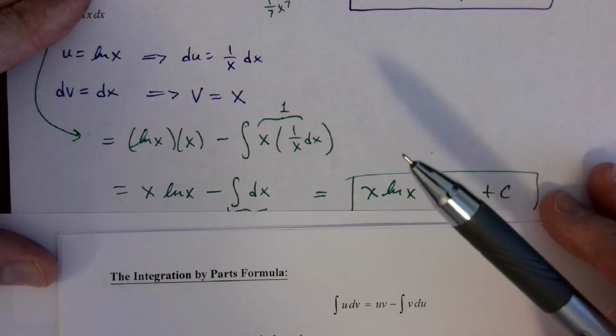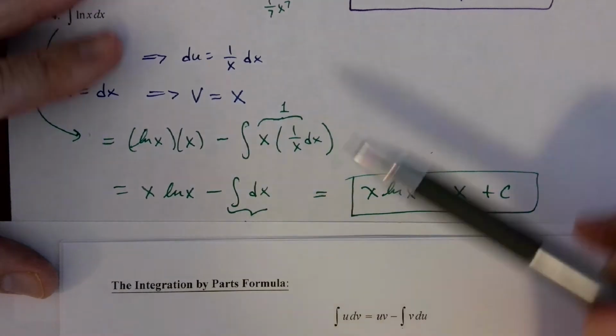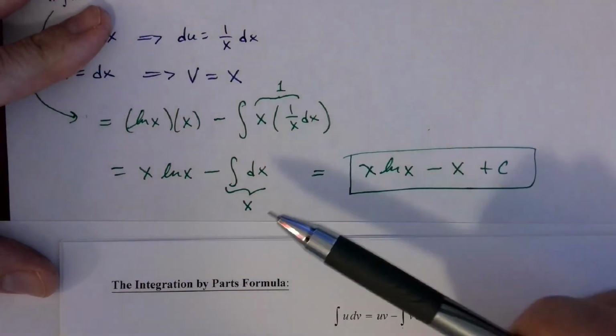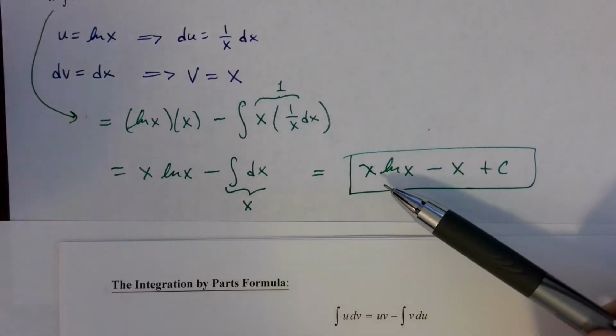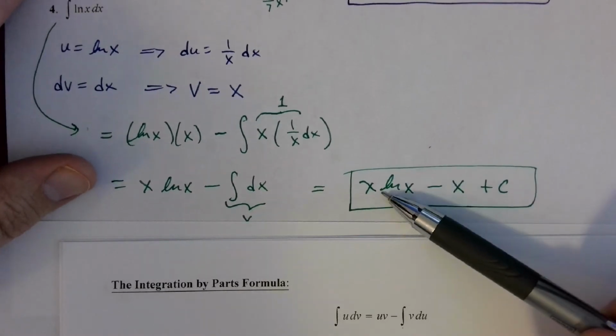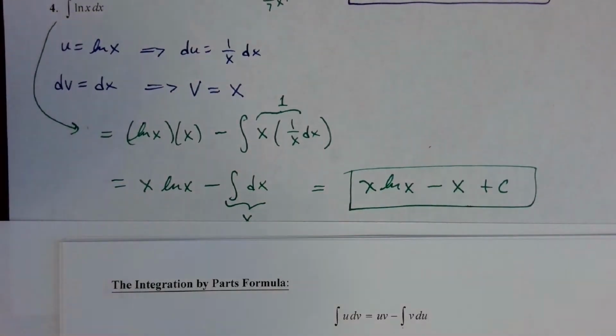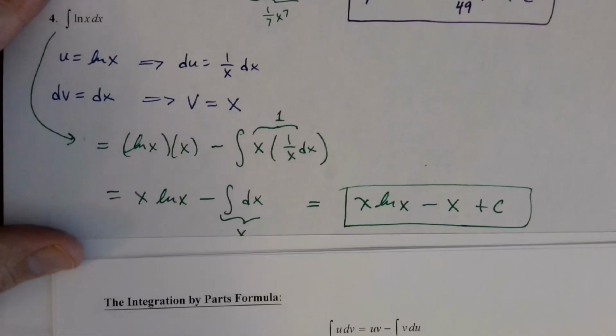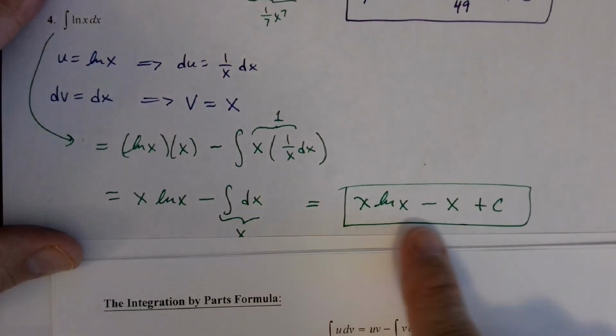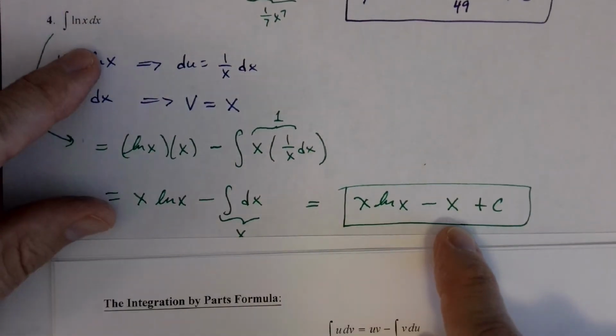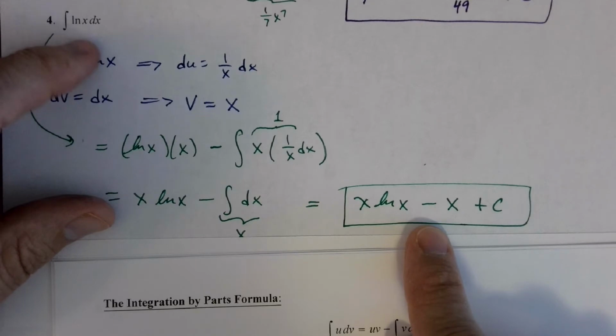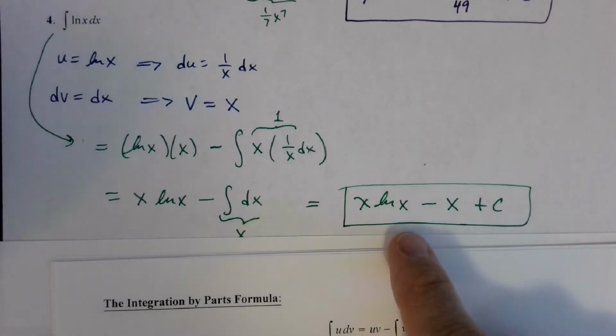What's the integral of 1 dx? What's the antiderivative of 1? Answer: x. And so my answer for the antiderivative of natural log of x is x times the natural log of x minus x. And I want you to check and verify that. Take the derivative of this function here that we've circled and show that you indeed get natural log of x. Okay, that is the antiderivative.